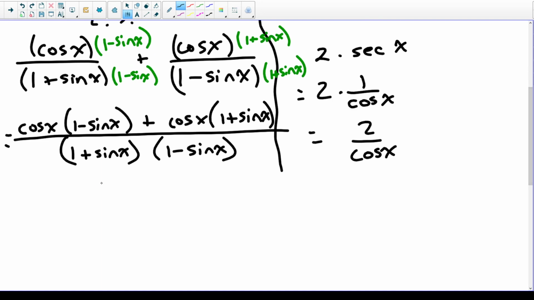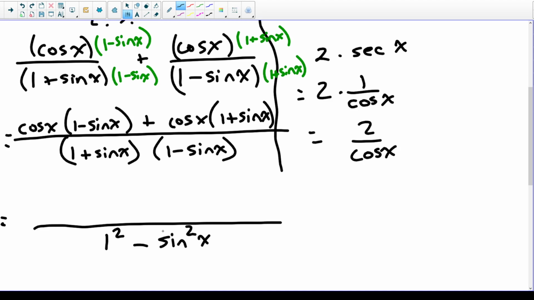Does anybody see what we can do with these two brackets down here? What kind of factored form is that? If I expand it, what kind of expression does it give me? That is a difference of squares. So my bottom, if you remember the pattern of a difference of squares, it's 1 squared minus sine squared x, or sine x squared, which we write as sine squared x. But 1 squared is just 1. Now, does that look familiar to you? I'll come back to that.